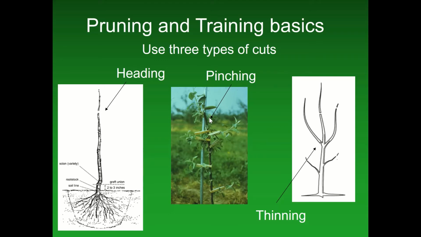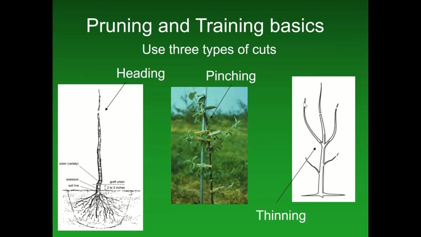Pinching is just talking about taking green, easily vegetative tissue, not woody tissue, off. And then a thinning out cut is when you bring back an entire branch to its point of origin. So you're removing it.